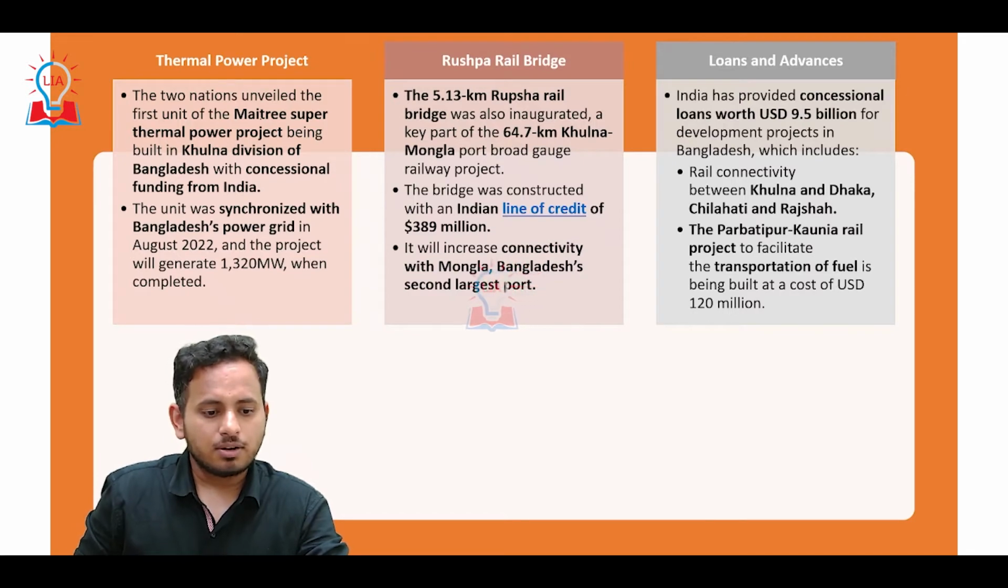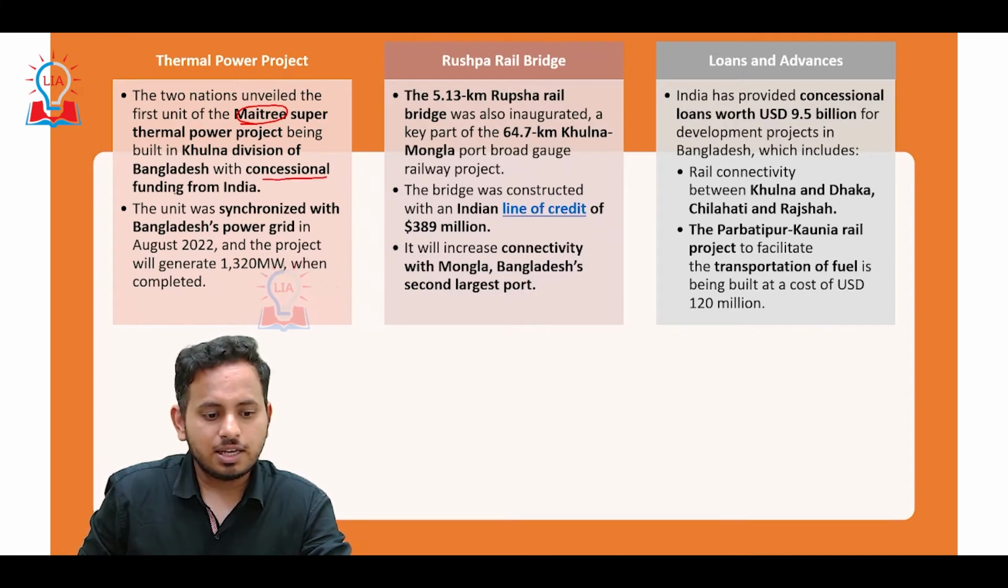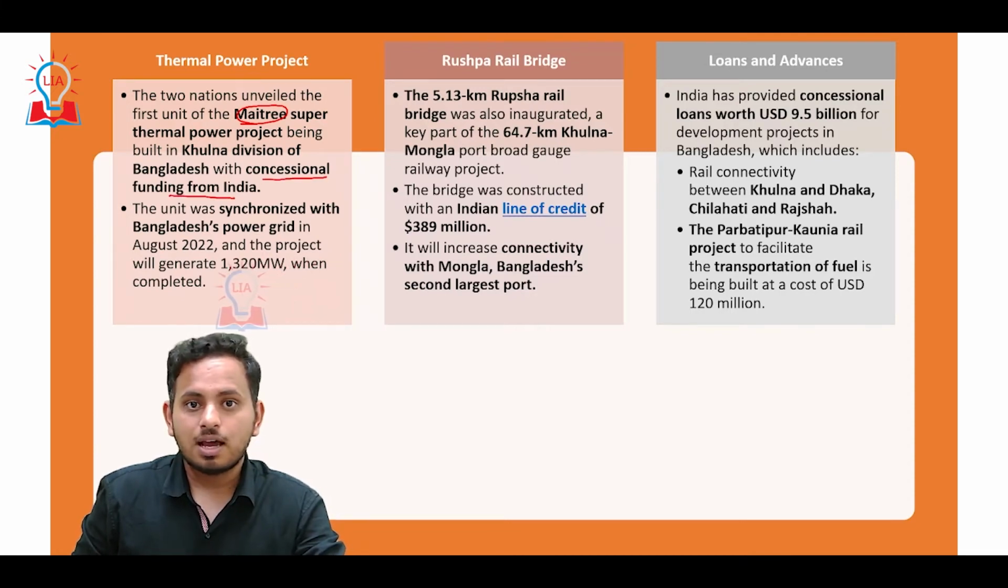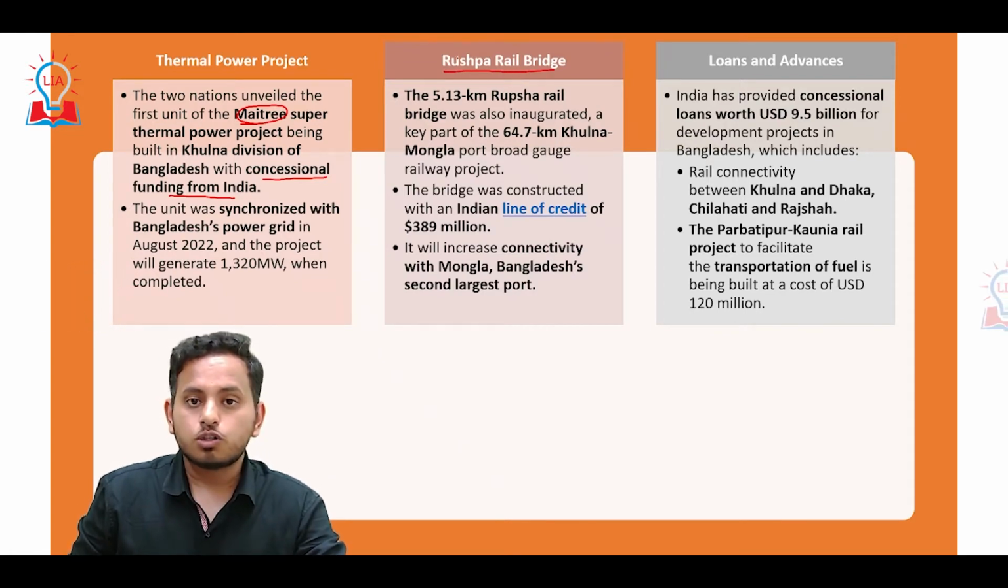You can see here the Maitri thermal power project, which is being implemented in Bangladesh, and this is being concessionally funded by India. So this is a project that India is funding, and it is being constructed in Bangladesh. The next one is about infrastructure construction, the Rupsha Rail Bridge.